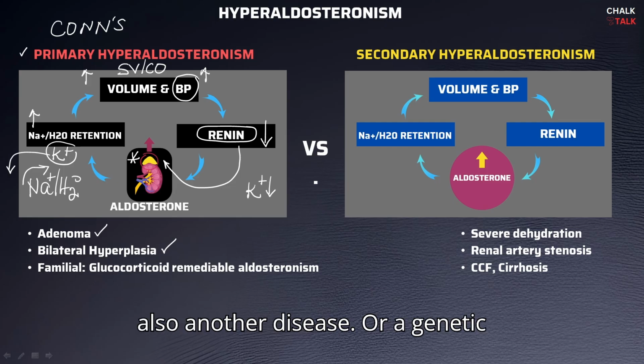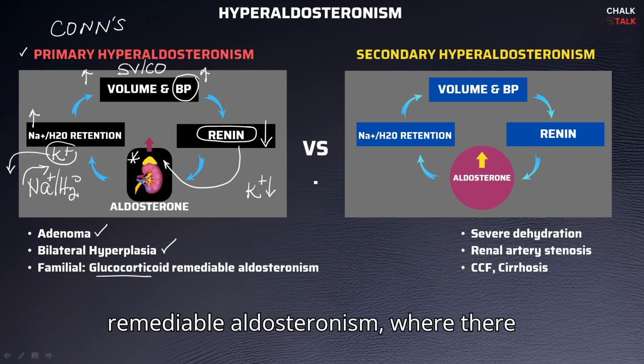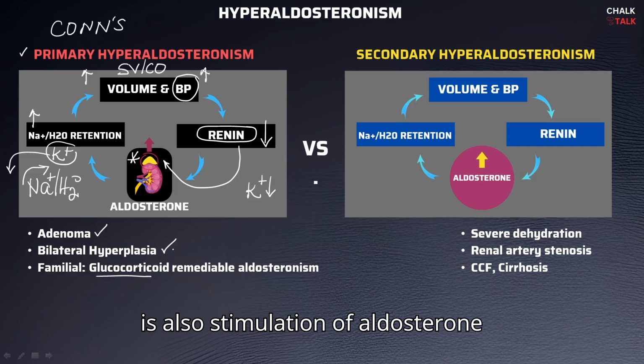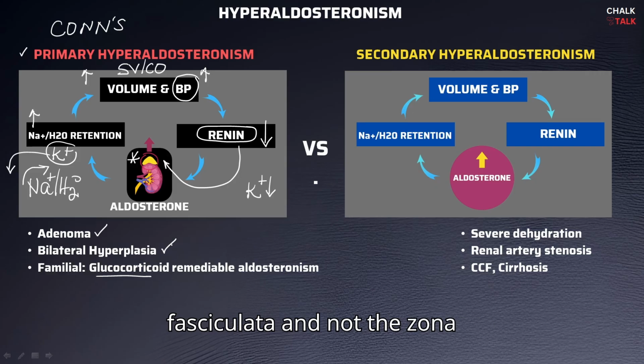Okay, there is also another disease or a genetic impairment called glucocorticoid remediable aldosteronism, where there is also stimulation of aldosterone production, this time from the zona fasciculata and not the zona glomerulosa.